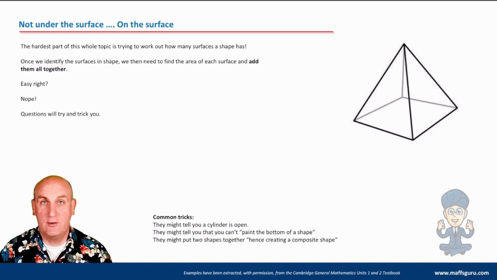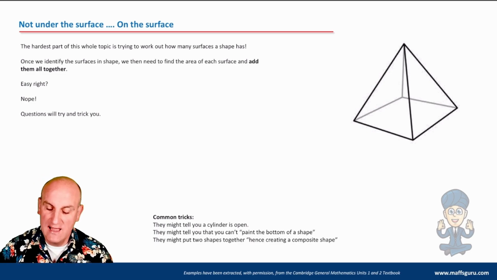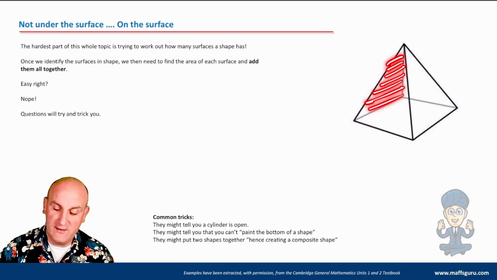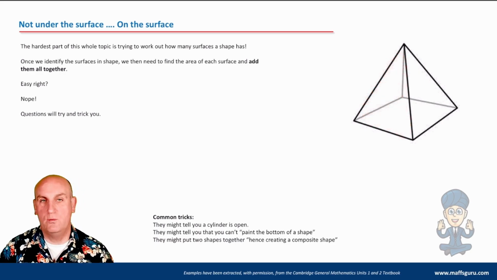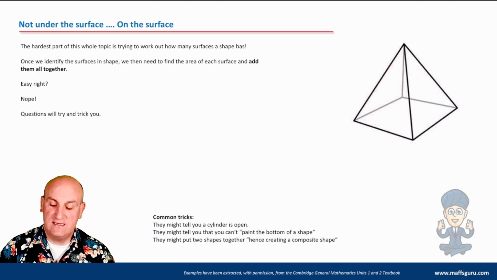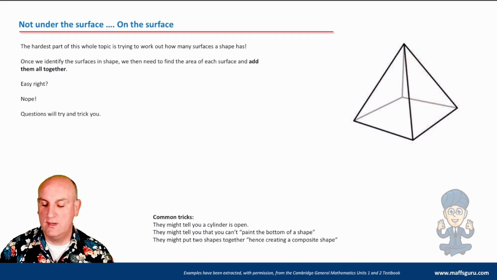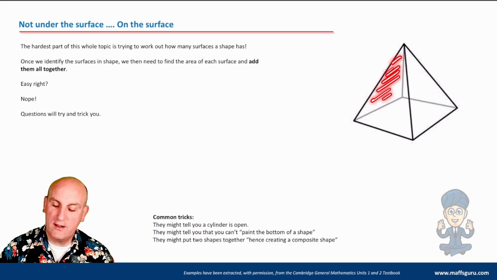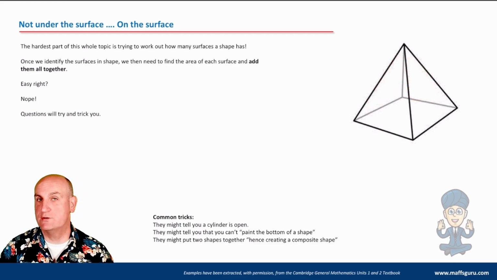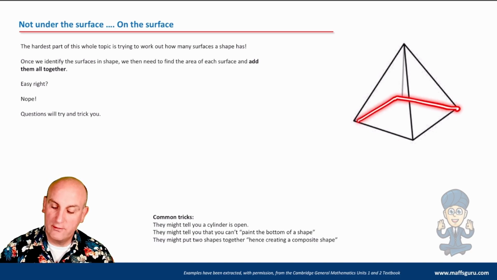Now, the hardest part of this whole topic is actually working out how many surfaces a shape has. And a surface is nothing more than a face. So in this situation, what I've just coloured in there would have been a face. How many faces does this pyramid have? Well, there's 1, 2, there's one at the back, 3, and there's another one there, 4. So in that situation, it's got 4 surfaces, yes? Well, probably not. Because what about the base?